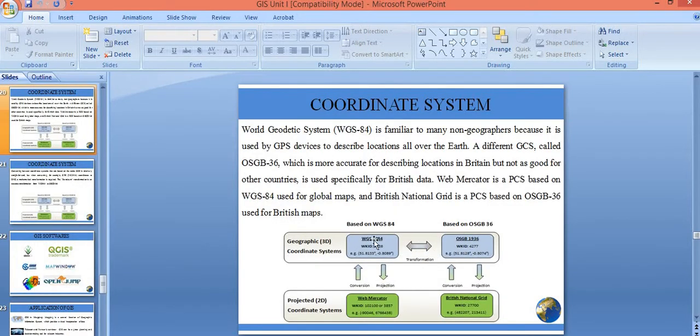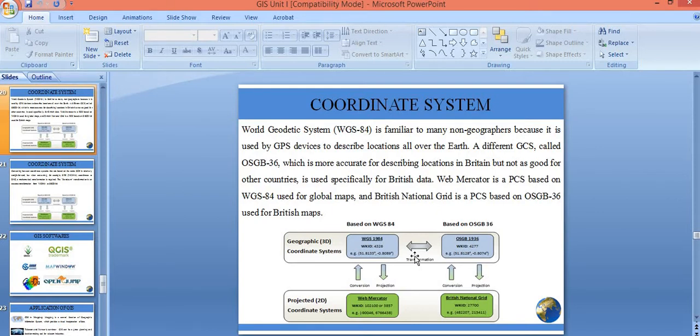Then there are a few operations, and probably you can also expect some questions: conversion operation, projection operation and transformation operation. Transformation operation means, now we have seen that there are two types of coordinate system, that is the geographic coordinate system and the other one is the projected coordinate system. In the geographic coordinate system itself you have different coordinate systems. In the projected coordinate system itself you have some coordinate systems available.